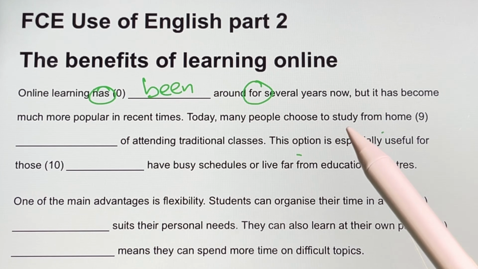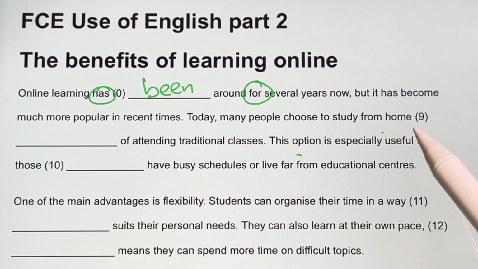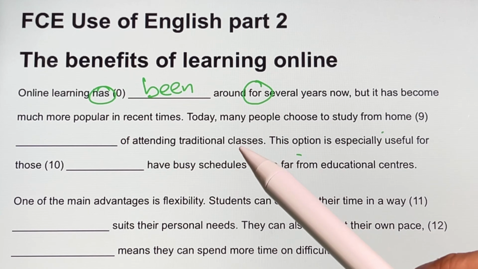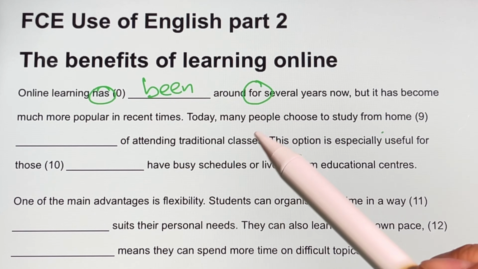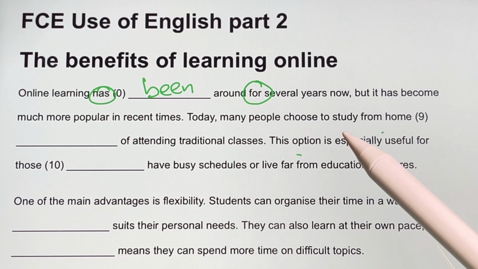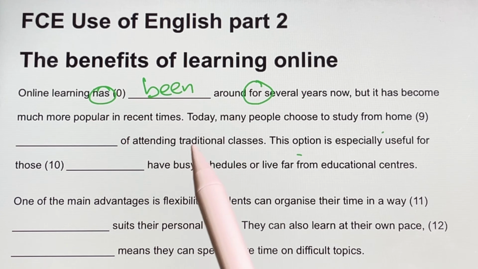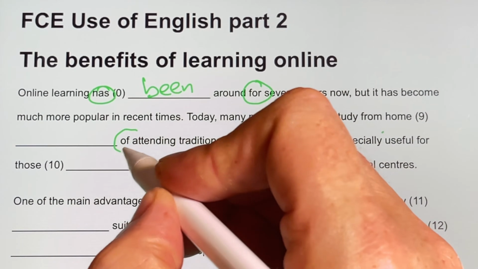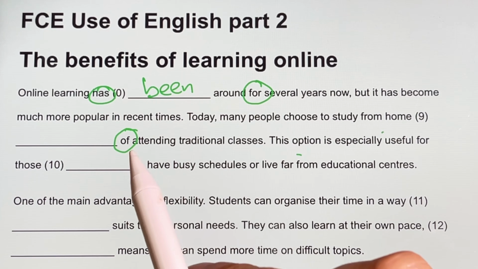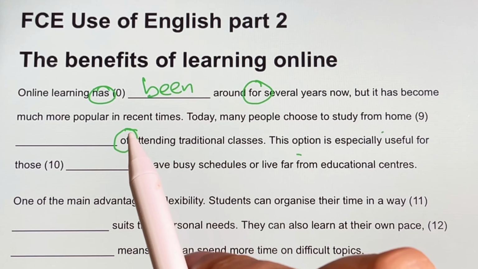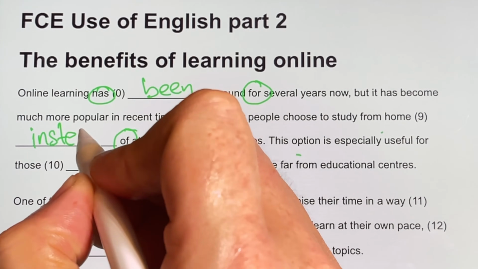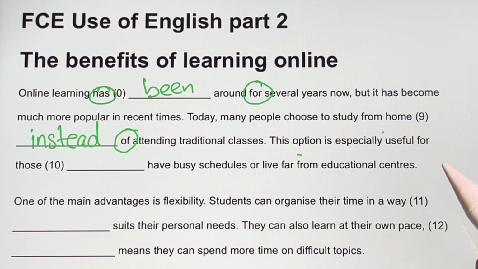Today, many people choose to study from home of attending traditional classes. Here we have a contrast, okay? And I feel like I should just say something like many people choose to study from home rather than attending traditional classes. But we have an of here. That of needs to go with something, so it can't be rather than. So here it will have to be instead of, okay?